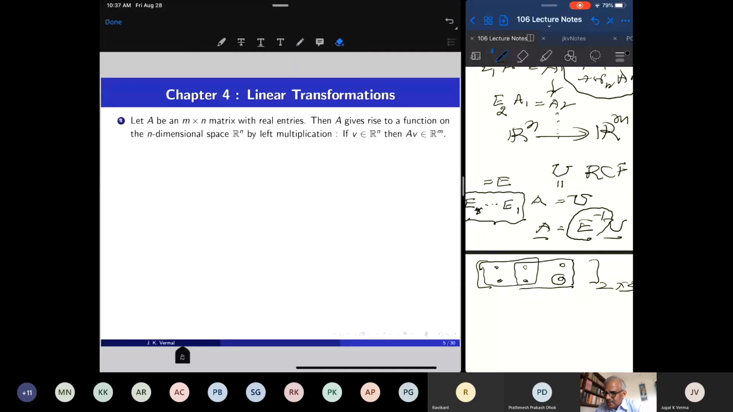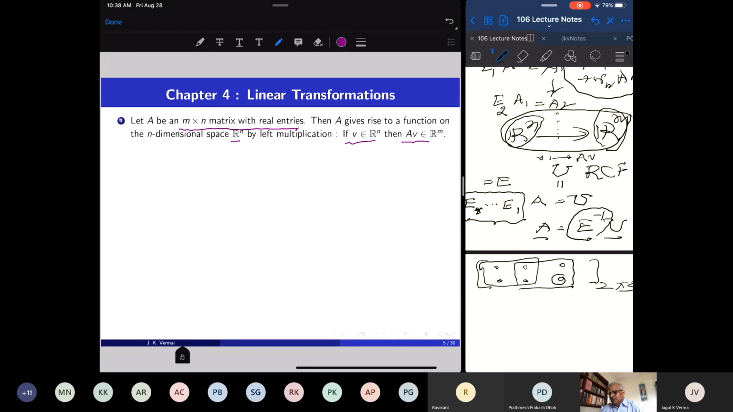So suppose I start with an m by n matrix A with real entries. Then A gives rise to a function on the n-dimensional space Rn by left multiplication. The input is a vector v, the output is Av. So from Rn to Rm, the inputs are vectors with n components, the outputs are vectors with m components, and the output is obtained by operating A on v. So v maps to Av.